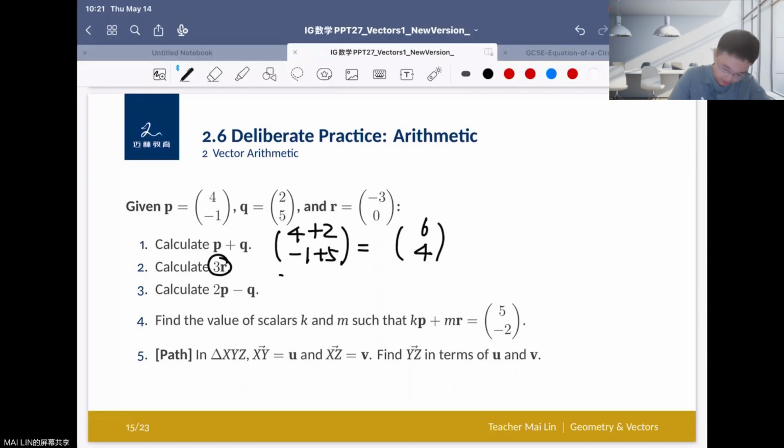And for the second problem, 3 times r, we said it's a scalar product, right? So here is just 3 times r's vector, here is negative 3, 0, right? So we use 3 times negative 3 and 3 times 0, that can be written as negative 9, 0, okay?